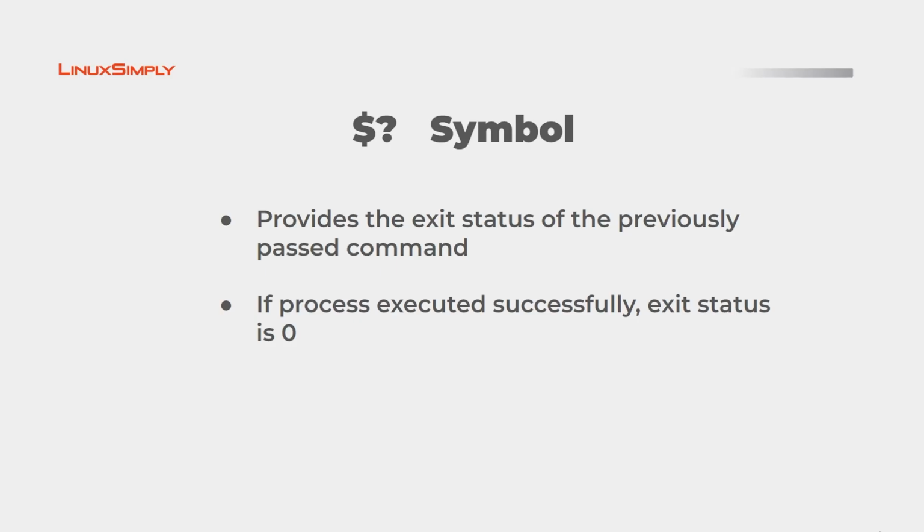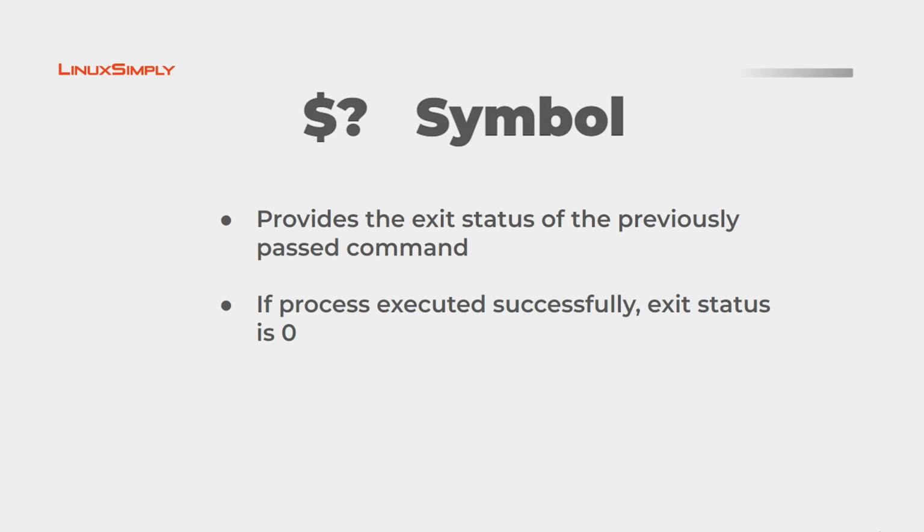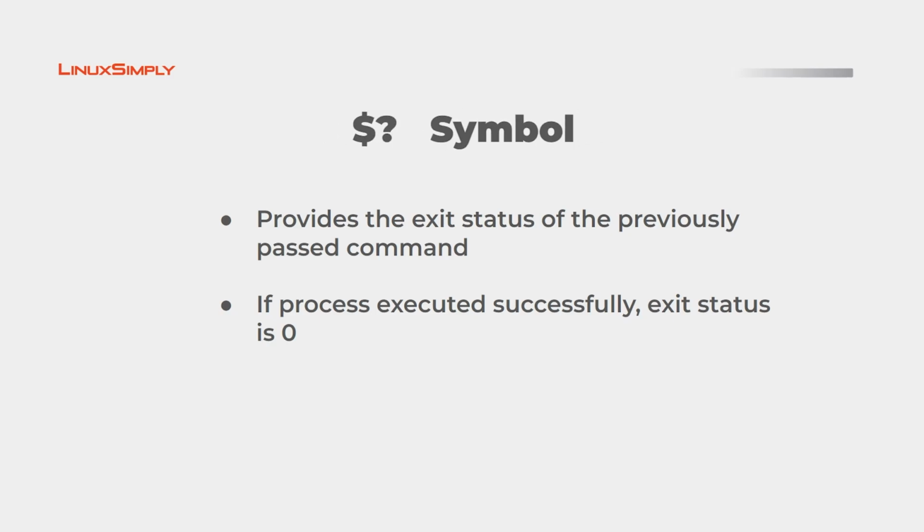Now I will describe the $ and question mark symbol. It is a very important symbol or operator which provides the exit status of the previously executed command. Now, what is exit status? Exit status is a flag or boolean value which ensures whether the command has been executed or terminated properly in your current shell. If the process was executed or terminated successfully, the exit status result would be 0 and it would be 1 otherwise, or vice versa.